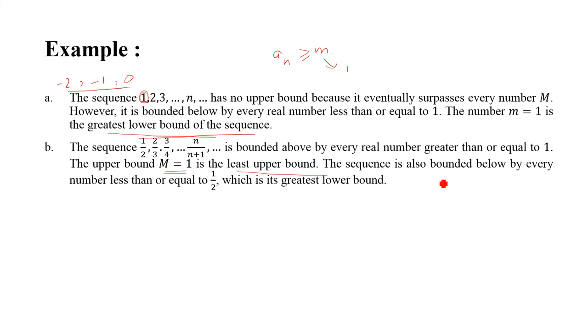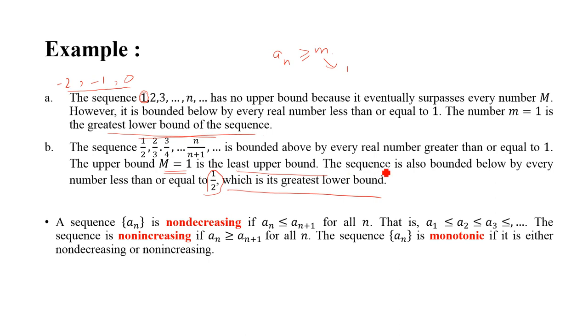The sequence is also bounded below by every number less than or equal to 1 over 2. So it has a lower bound, it has an upper bound, and this 1 over 2 is the greatest lower bound. So this means this is a bounded sequence.